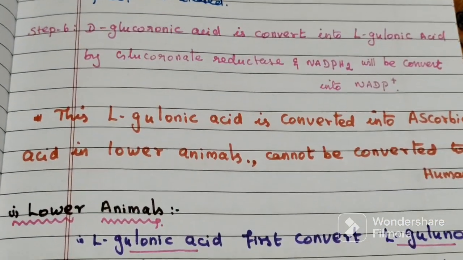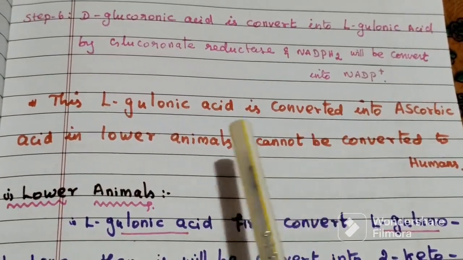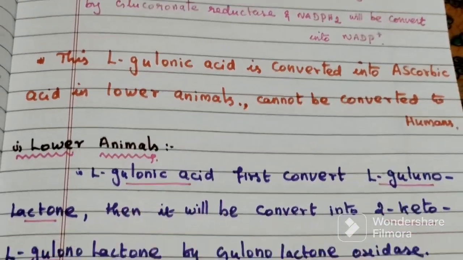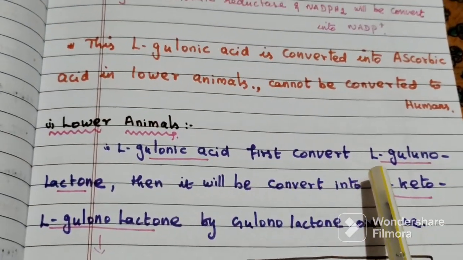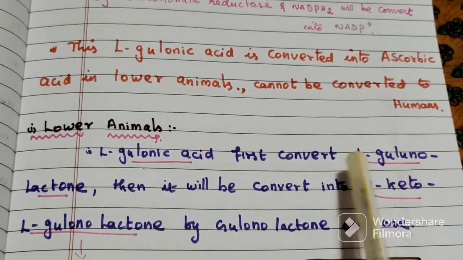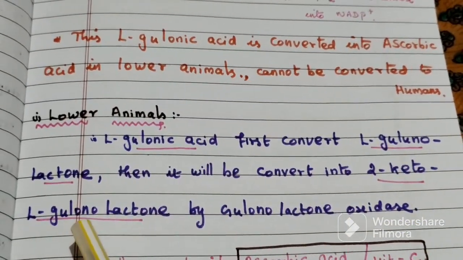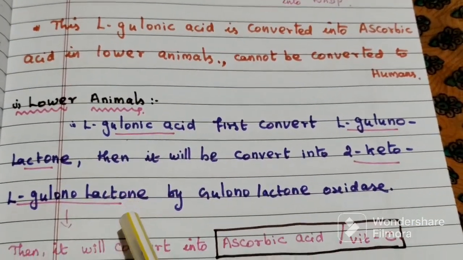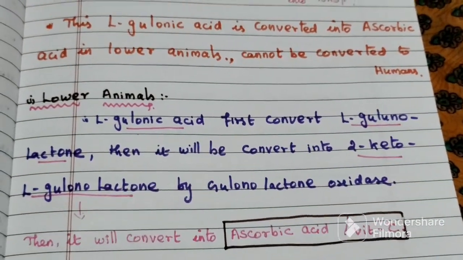First, how is this L-gulonic acid converted into ascorbic acid in animals? We will discuss: L-gulonic acid is first converted into L-gulonolactone. Then this L-gulonolactone will be converted into 2-keto L-gulonolactone. Then it is converted into ascorbic acid, that is vitamin C.